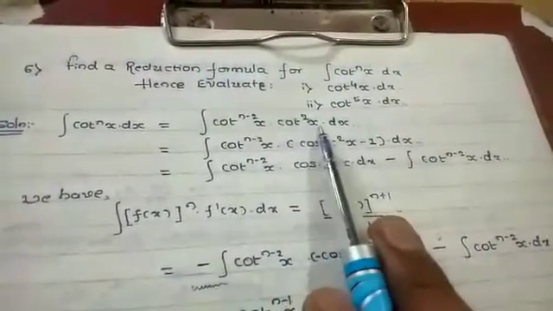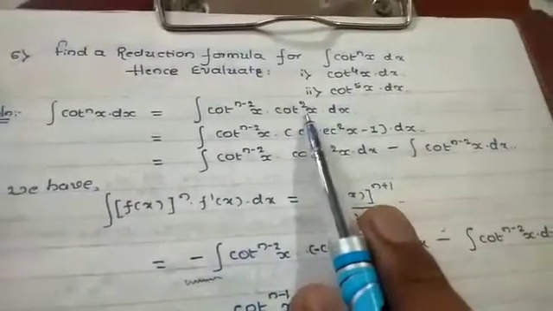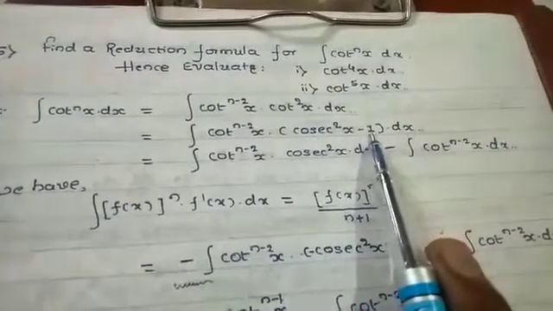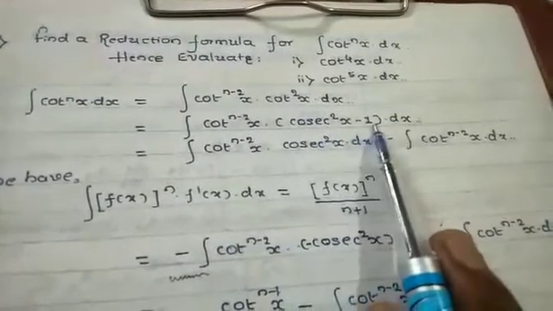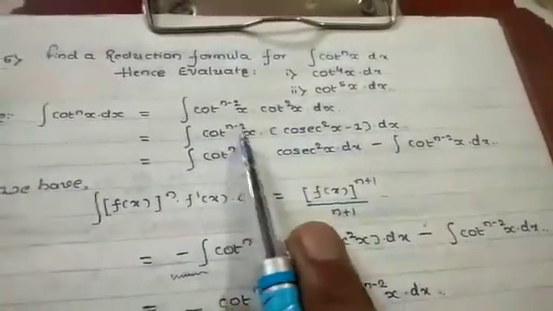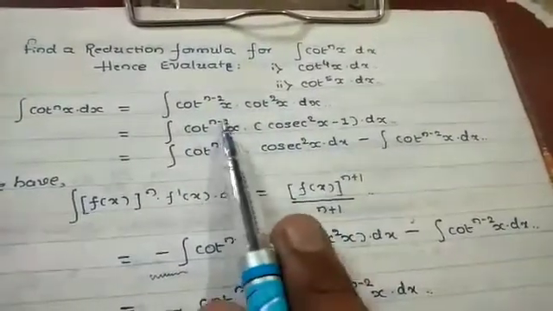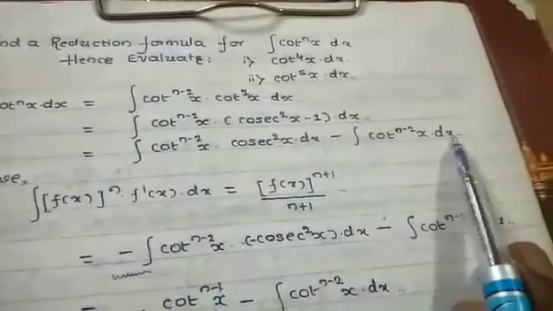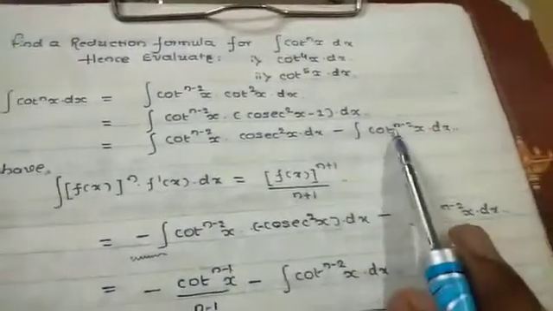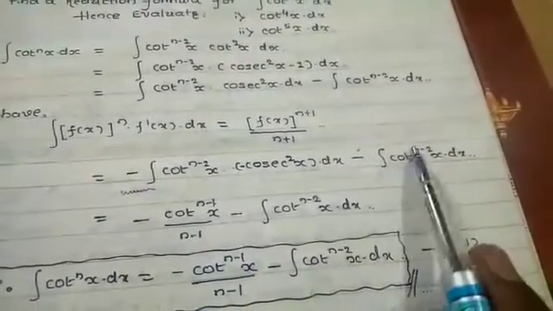So apply the trigonometric identity, 1 plus cot square theta equals cosec square theta. Cot square theta means cosec square theta minus 1, that is cosec square x minus 1. Okay, in the next step we have to split up this bracket, that is cot raised to n minus 2 x into cosec square x, minus cot raised to n minus 2 x into 1 with respect to x. Okay, so this cot raised to n minus 2 x with respect to x, replace that value as it is.